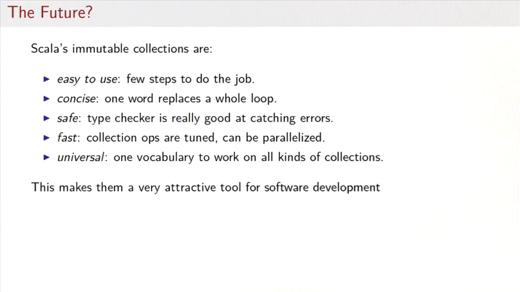They're safe. So the type checker that you've seen is really good at catching the errors. Typical errors we had when we wrote the program were key not found errors. That's true. That's one thing the type checker doesn't check. But a lot of the other annoying errors are already caught during compile time. You don't need to test your program to find them. The immutable collections are also pretty fast because the collection operations are tuned in the library, and it turns out they can also be parallelized.